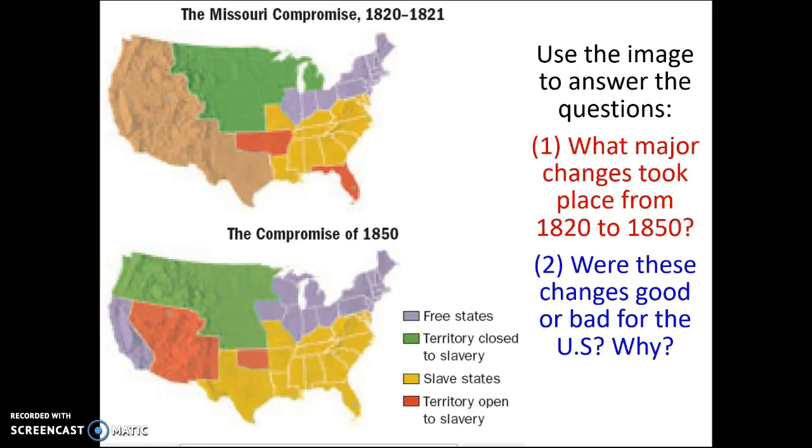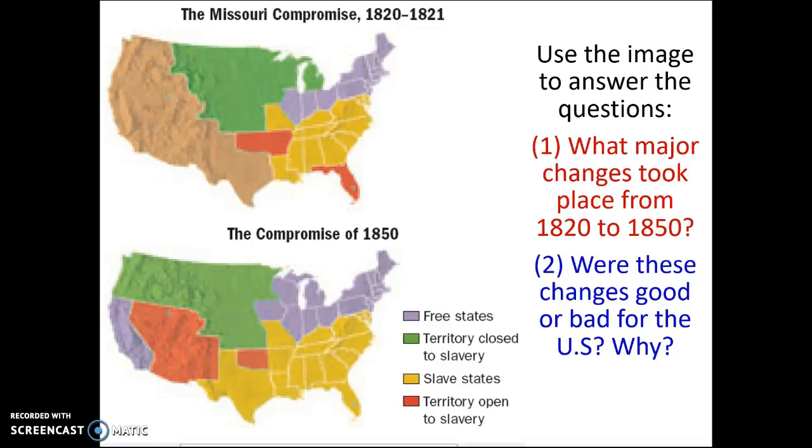So this is an image that we will go over in class, just two different images of the United States in terms of the free and the slave territories, slave states, free states within the United States. After the Missouri Compromise and the Compromise of 1820, the questions are: what major changes took place from 1820 to 1850? We should know that pretty well. And were these changes good or bad for the U.S.?